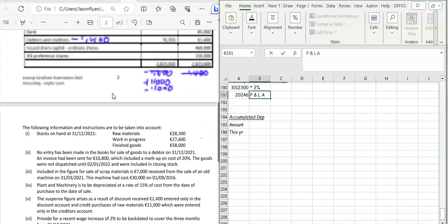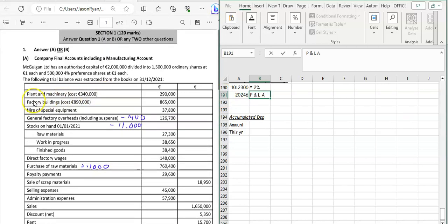Then, just to check from the question, do we have any accrued depreciation already on our factory buildings? If we look at our factory buildings already, our cost is 890,000 and our value is 865,000. Our depreciation is the difference between these two figures, so we already have accumulated depreciation. You take 890,000 away 865,000, and that gives you the depreciation we've paid so far. Then add on this year's depreciation, and that gives you the accumulated depreciation that goes into your balance sheet.